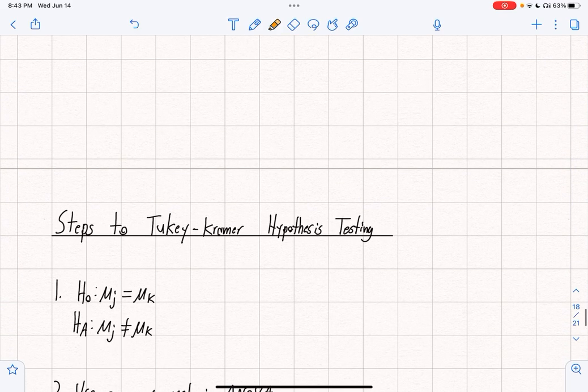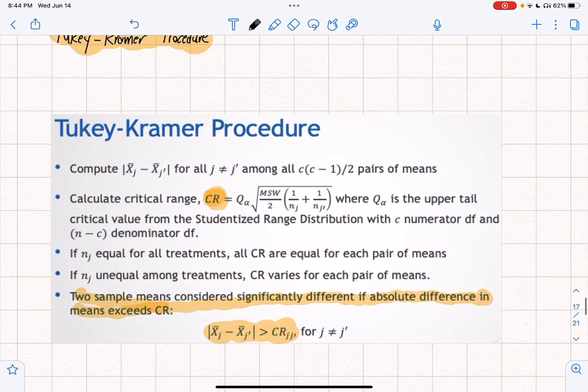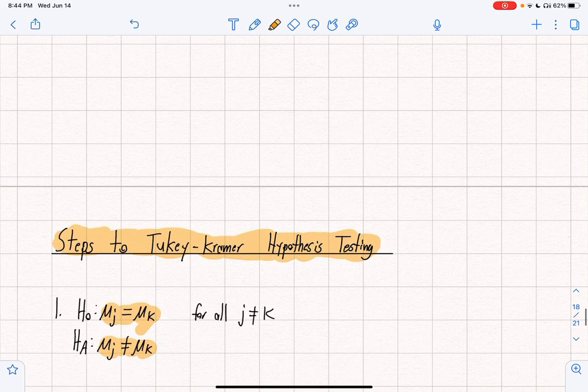So let's talk about the steps to performing hypothesis testing for the Tukey-Kramer procedure. Step 1: the null hypothesis is that mu_j is equal to mu_k, and the alternative is that mu_j is not equal to mu_k, for all j not equal to k. I'm just using notation here. Up above, this was using j and j prime; I'm just using two different letters now. All it means is for any two, again, this could be Asia, North America, Europe, South America, whatever. We're just using j and k as placeholder notation.